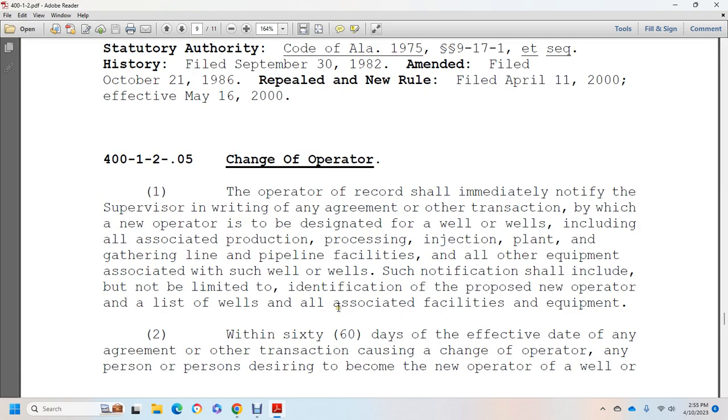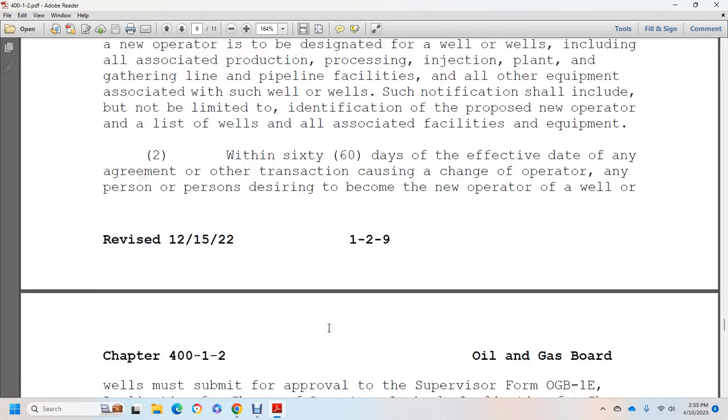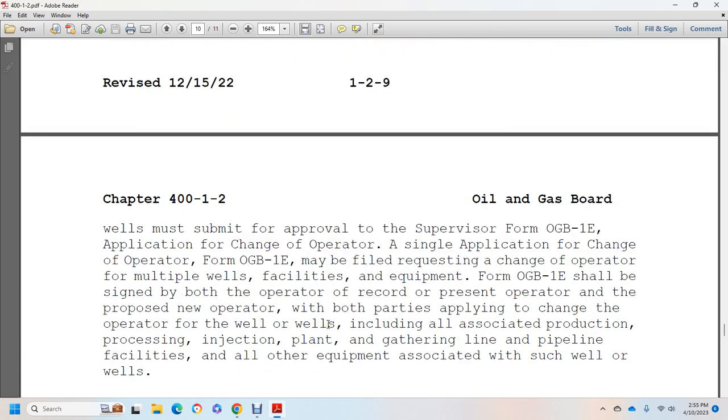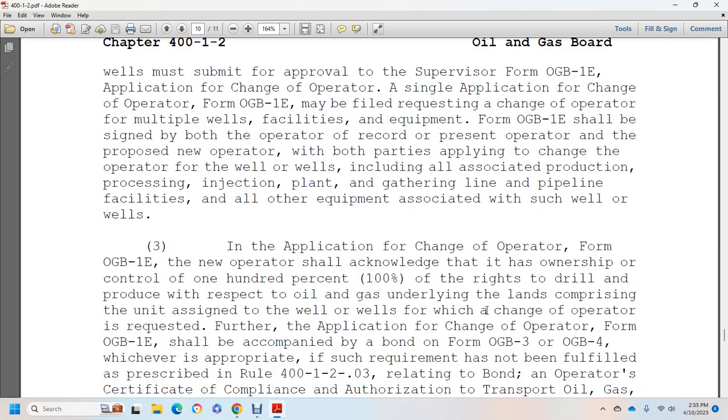called the change of operator. A person desiring to become the new operator of a well shall submit, with the approval of the supervisor, the form OGB-1E, application for change of operator. A single application, form OGB-1E, may be filed requesting change of operator for multiple wells, facilities, and equipment. Form OGB-1E shall be signed by both the operator of record and the proposed new operator, both parties complying with the change of operator for the wells, including associated production, processing, injection plant, gathering line, pipeline facility, and all other equipment associated with such well and wells.